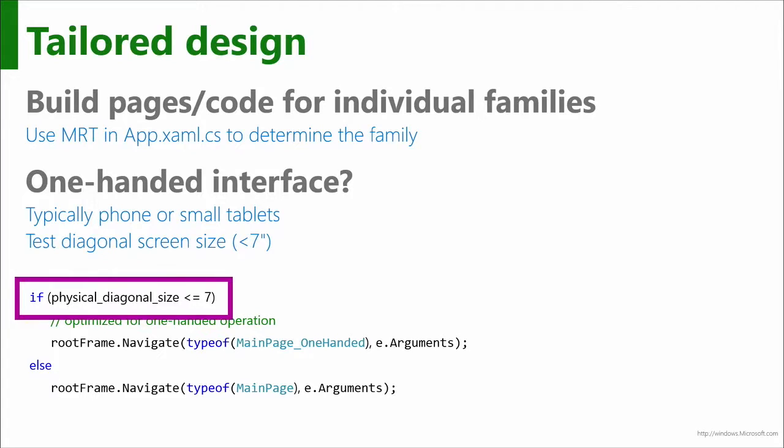So you can see in this code, I mean, this is just pseudo code, but once you determine what the physical diagonal size is, if it's less than 7 inches, let's say, then you would navigate them to a specific main page built just for that experience. But it's worth stressing that in most cases we see you just having a single page that you will adapt according to where it's running. So this example we're showing you there of navigating, kind of splitting your navigation paths according to some criteria. It's almost not adaptive at all.